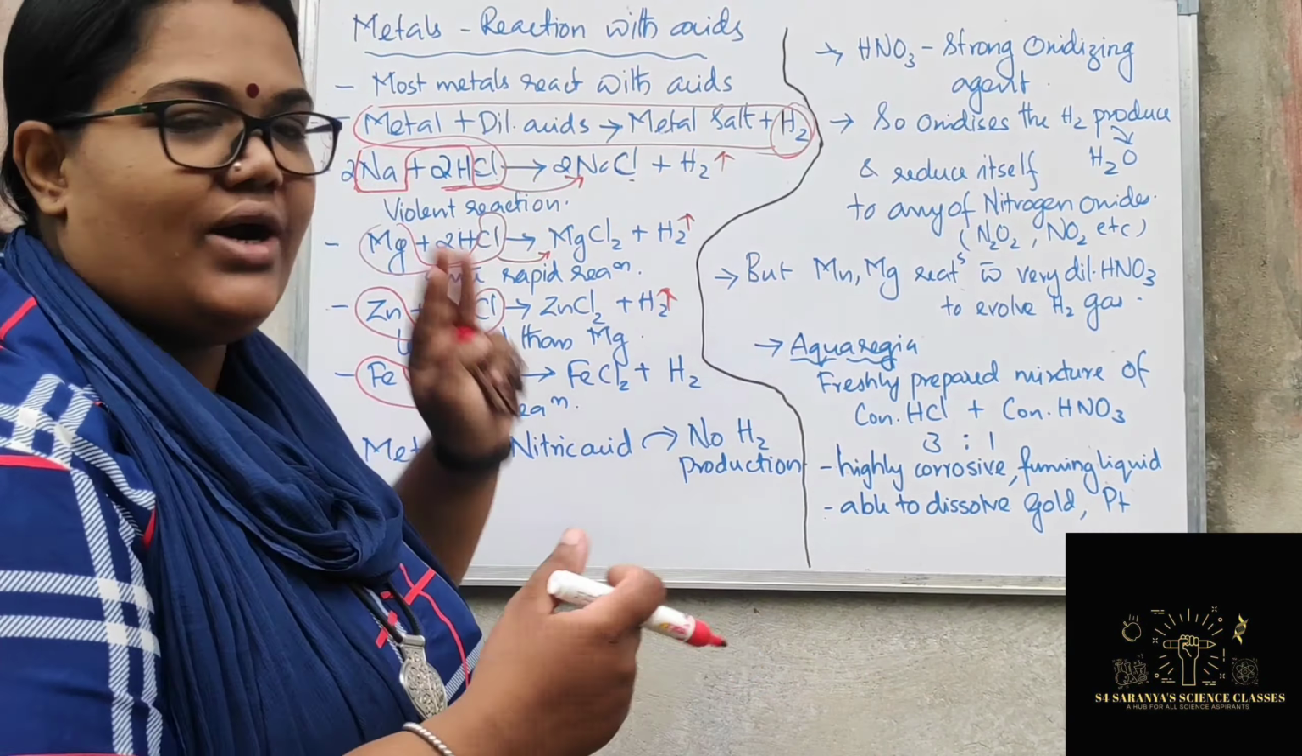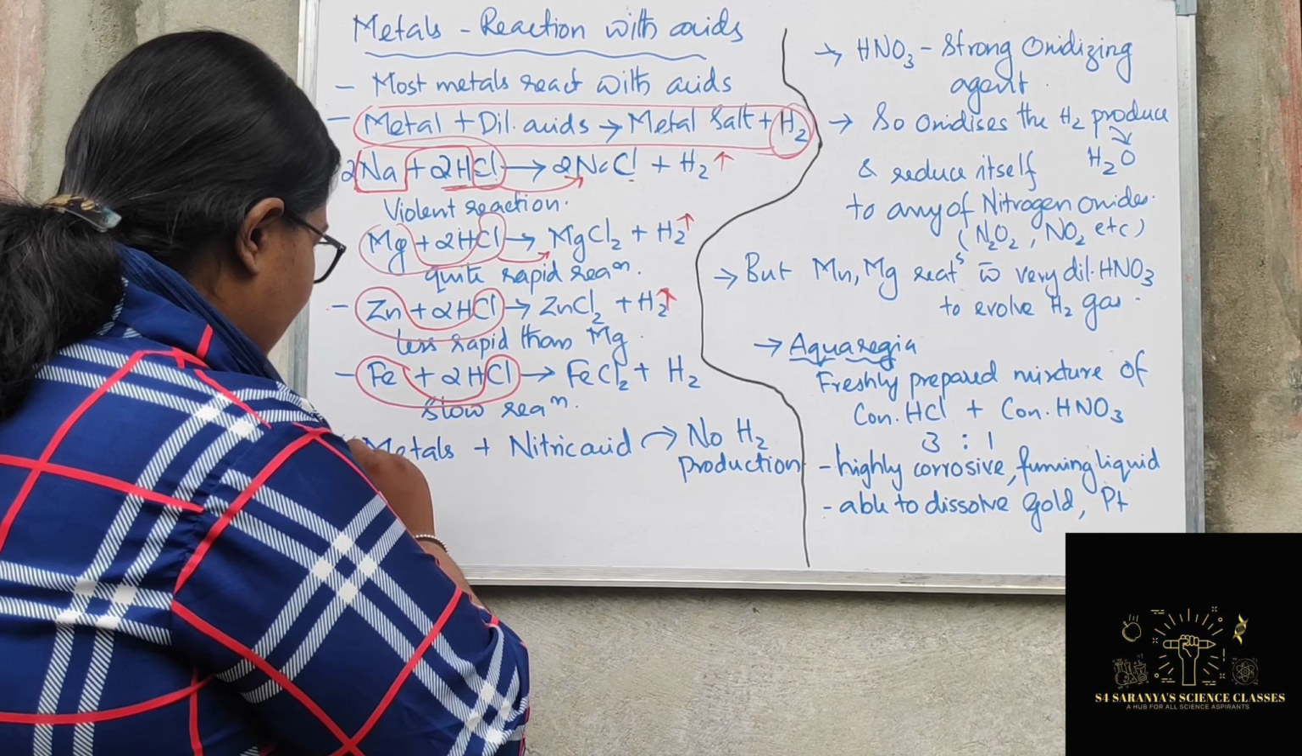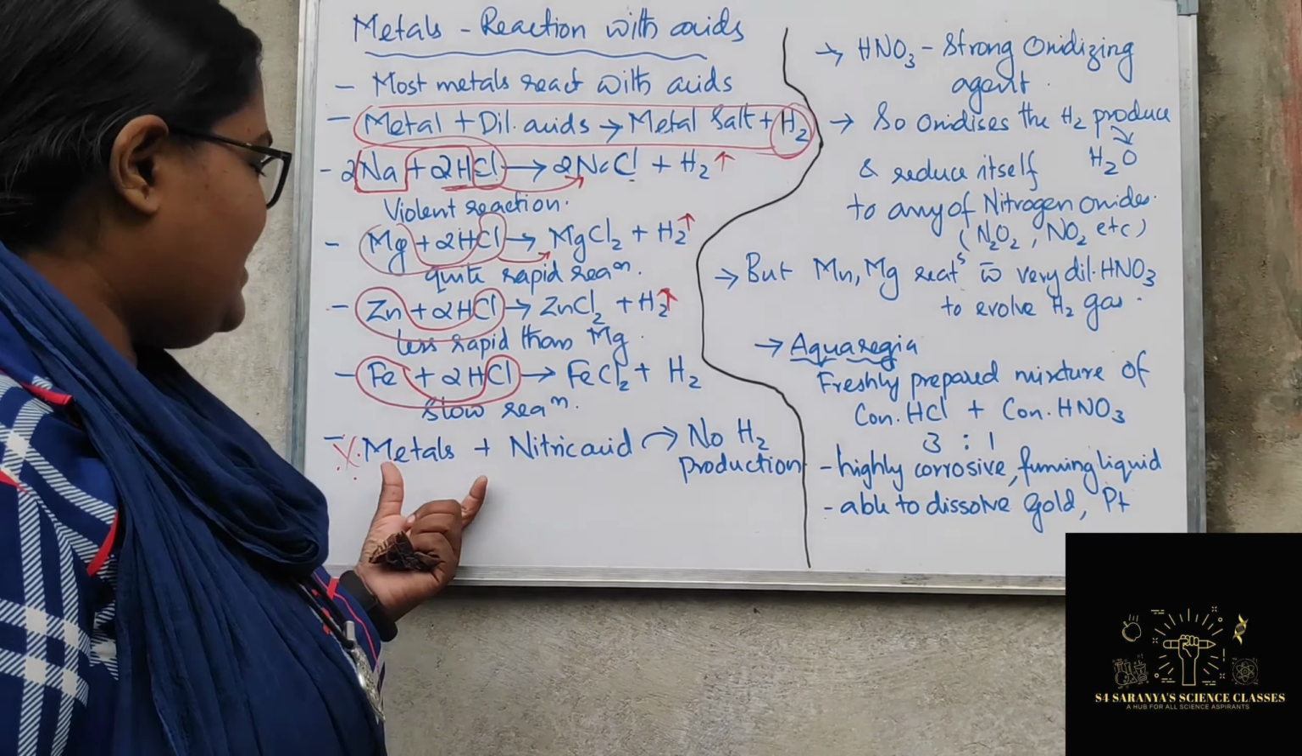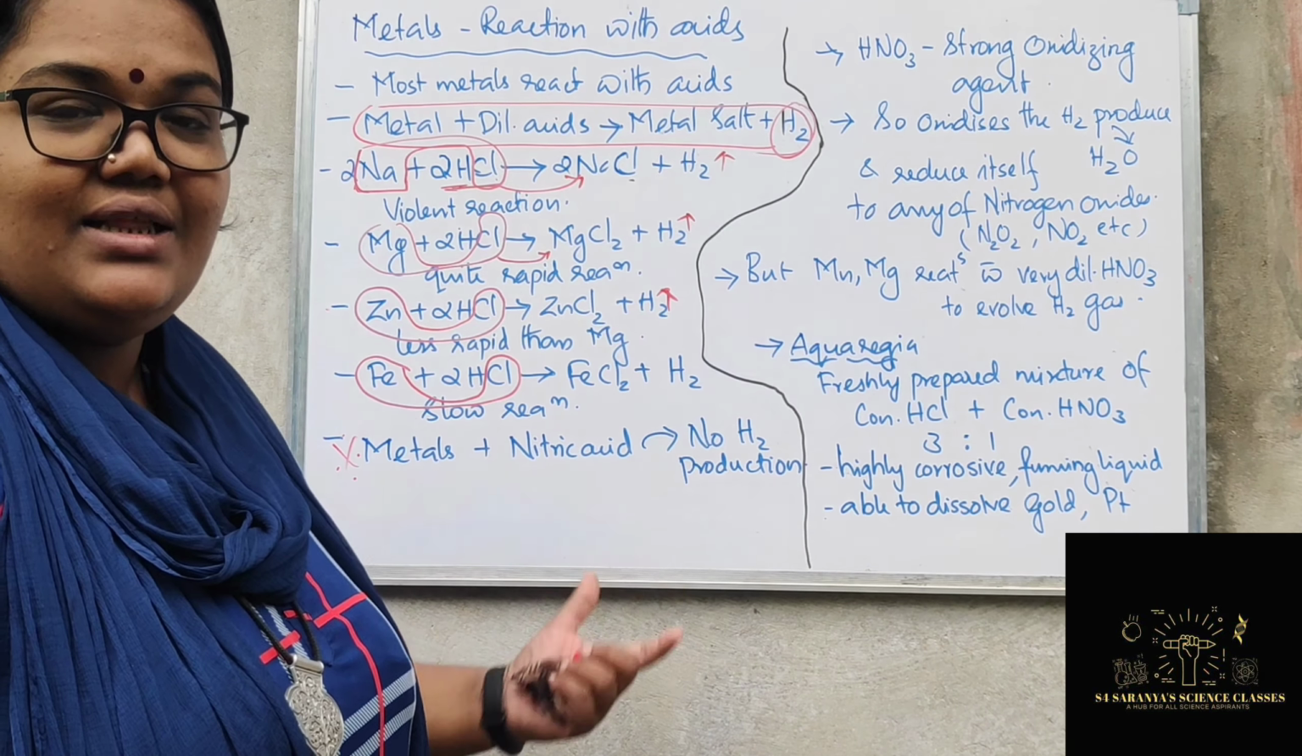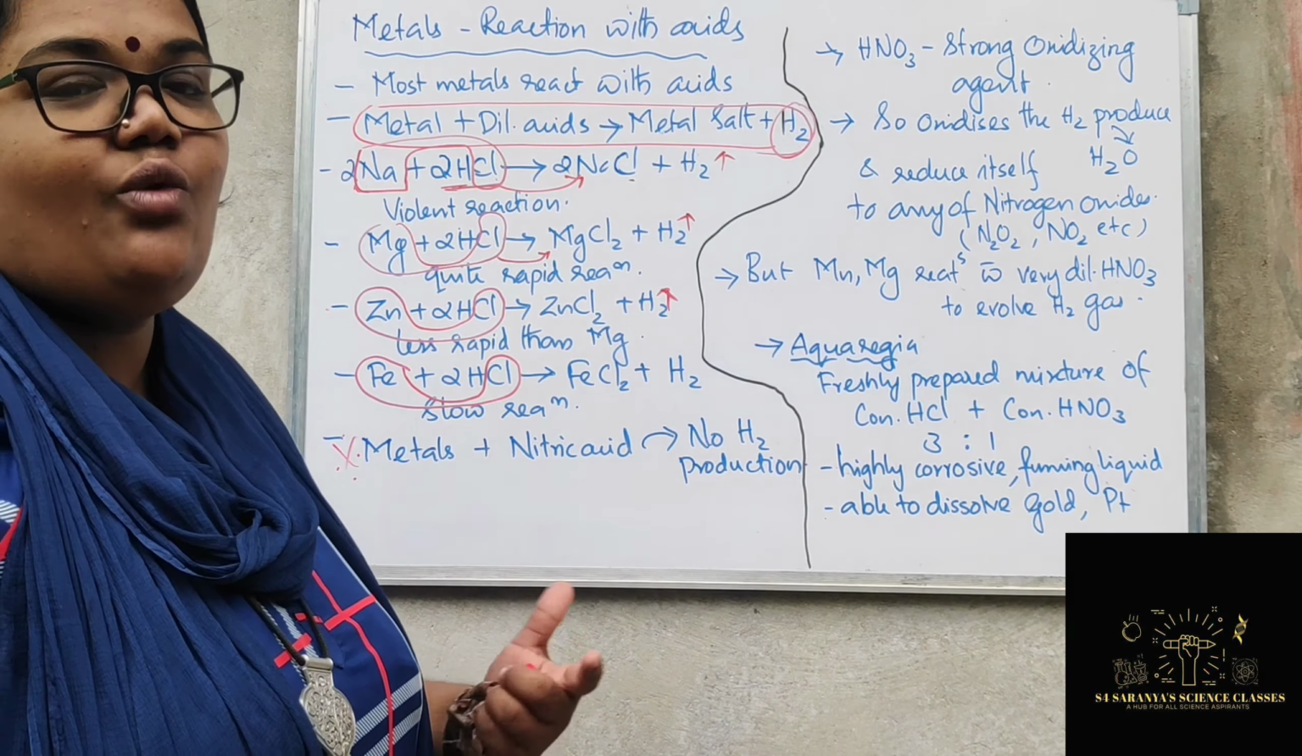There are some exceptions, very important, mostly asked in board exams. When a metal reacts with nitric acid, what will be the reaction? Normally, according to our rule, it must give a metal salt and hydrogen gas. Obviously you will get the salt, but hydrogen gas is not produced when nitric acid reacts with most of the metals. It is not following the same rule, right? When metals react with nitric acid, it does not produce any hydrogen gas.